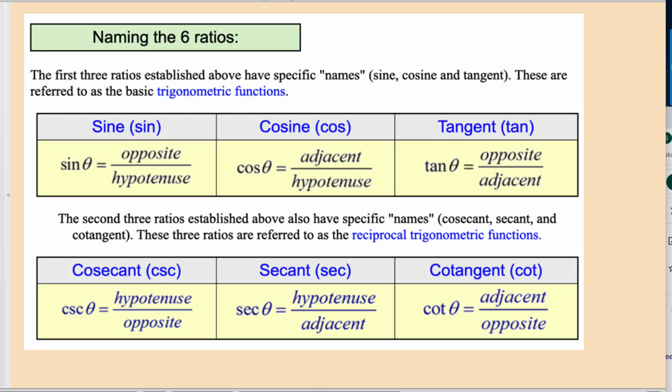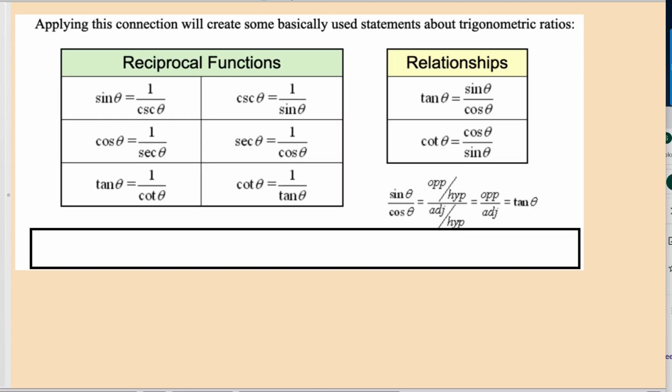Let's go on to all 6 ratios. We spent time on the sine, cosine, and tangent. The cosecant is a reciprocal of sine. The secant is a reciprocal of cosine. The cotangent is a reciprocal of tangent. And here's the reciprocal showing up again, and there's tangent and cotangent in terms of sine and cosine.